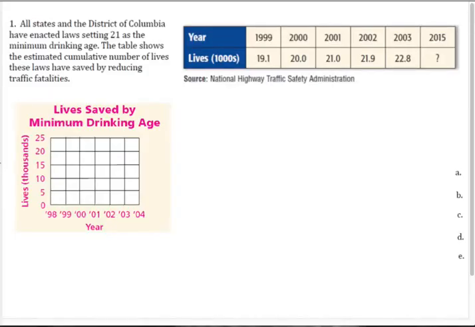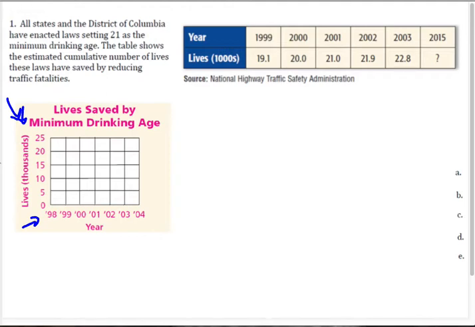Okay, so here's some data. All states and the District of Columbia have enacted laws setting 21 as the minimum drinking age. Basically this table shows how many lives are saved per year because the drinking age is 21. You can see the scatter plot is started over here. They have year on the x-axis and lives in thousands saved on the y-axis.